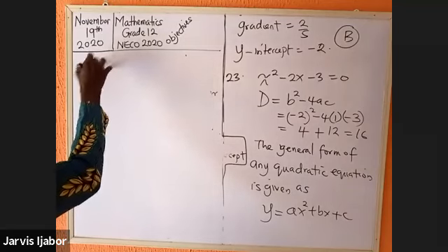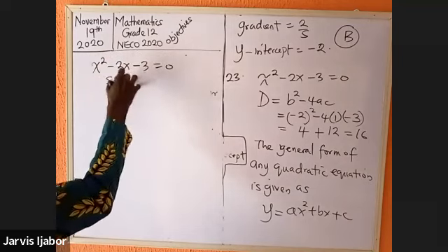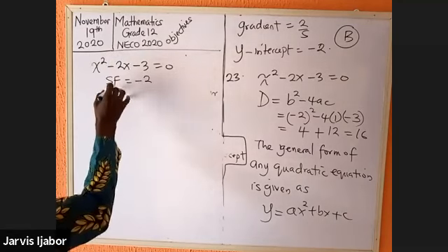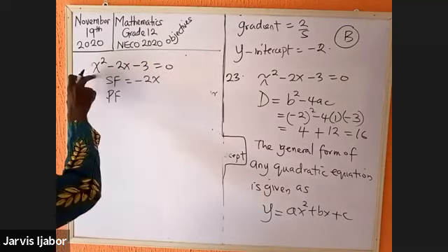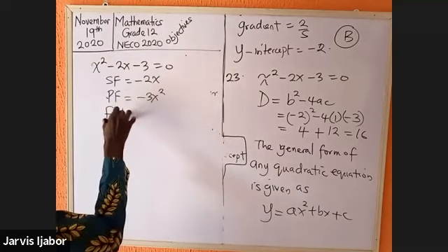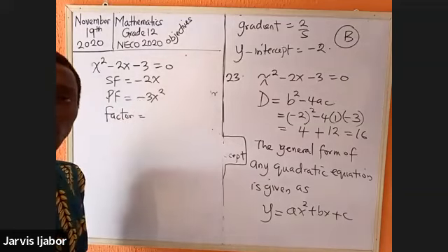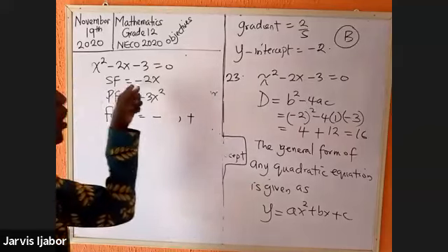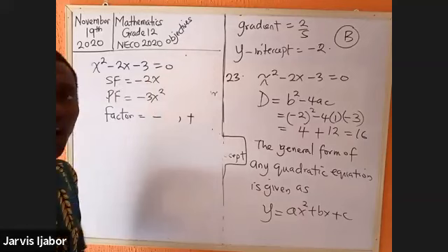x squared minus 2x minus 3 equal to 0. So the sum of factors will be what? -2x. This position is the sum of factors position. The product of factors will be multiplying the first term and the last term, that will be what? -3x squared. Now, what are the factors? The product of the factors being negative already suggests to me that one of the factors is negative and the other is what? Positive. The sum will suggest to me that the negative factor is greater than the positive factor.